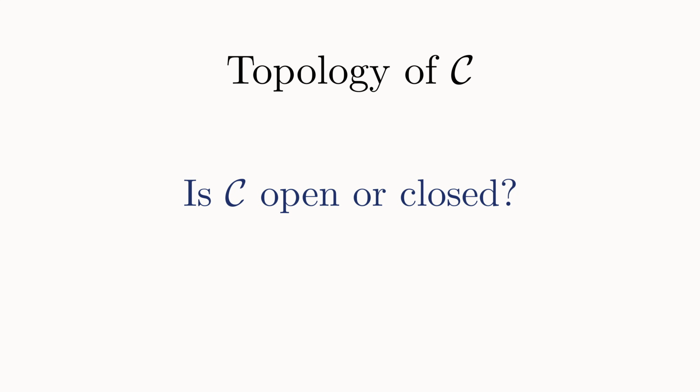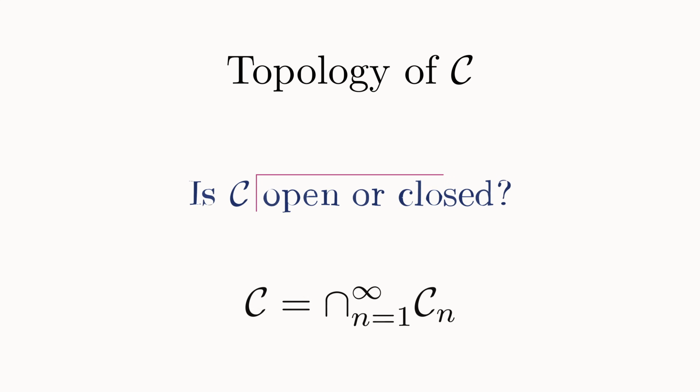Let's now consider the topology of the Cantor set. The most basic topological question to ask is whether it is a closed or open subset of the unit interval. Well, we began with the closed interval between 0 and 1. At each step, we construct more and more closed intervals. The Cantor set, being the intersection of all of these closed sets, must therefore be closed as well.